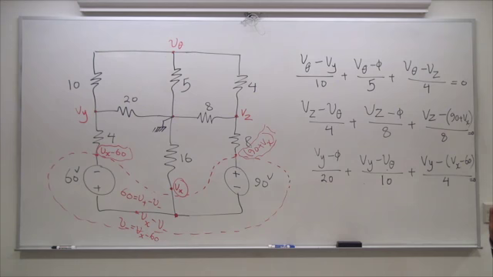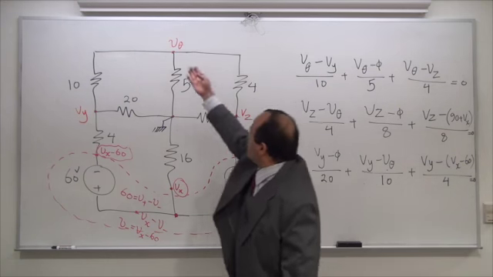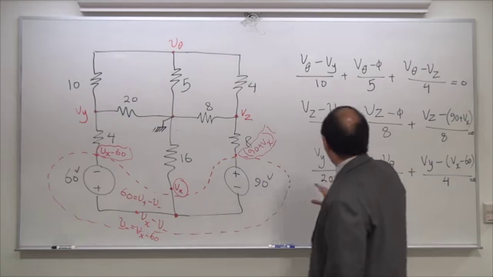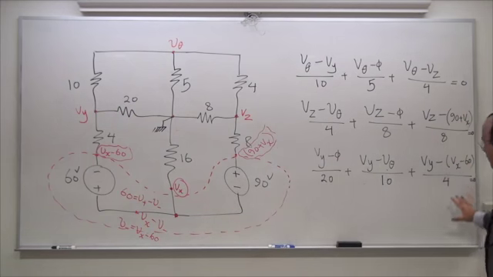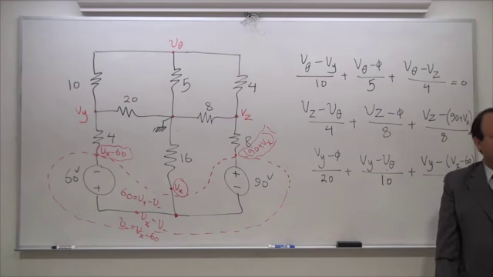I need 4 equations for 4 unknowns. I wrote this, this, this, and I need to write the supernode. I need to erase this space because the supernode takes a bit of space itself. That's the 4th equation for us.